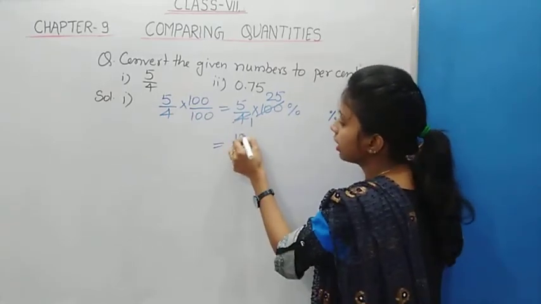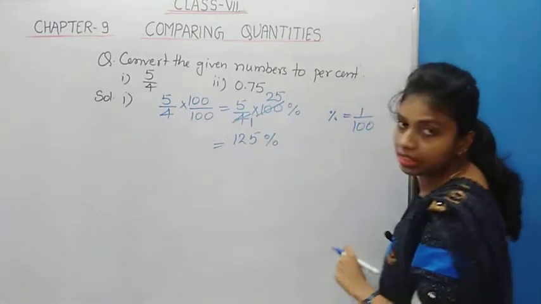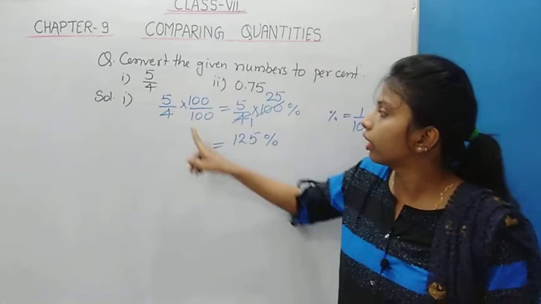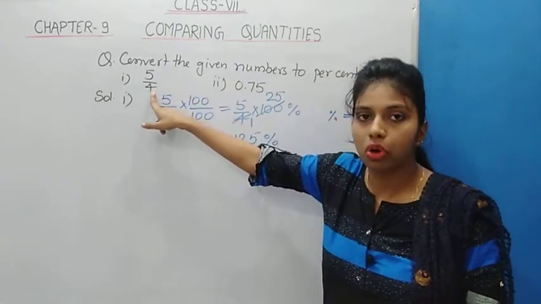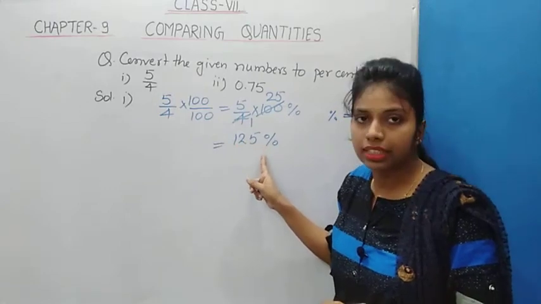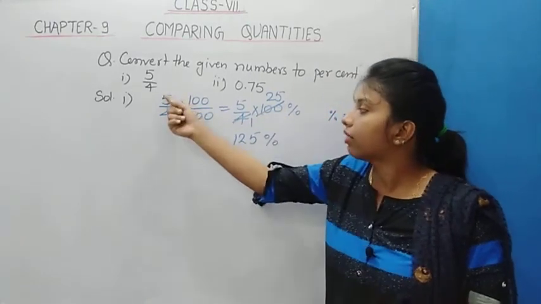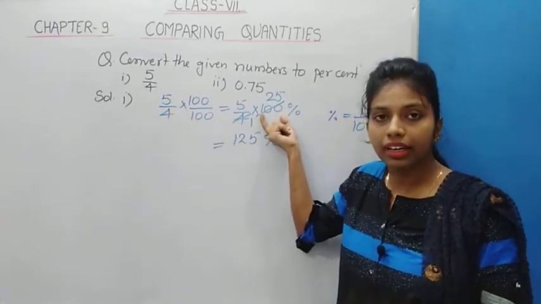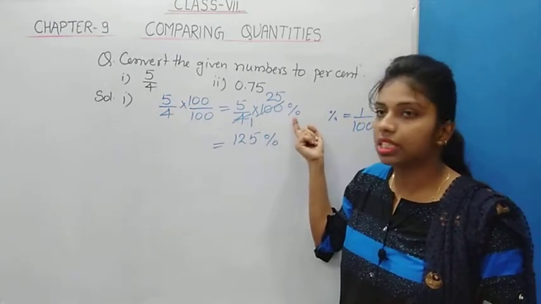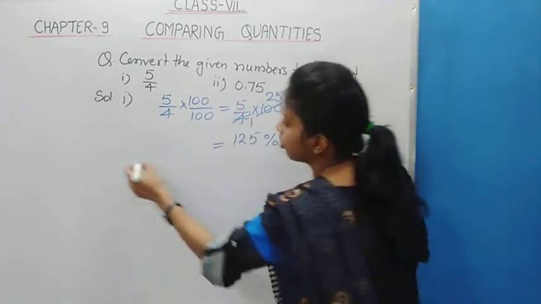We get 125%. So after converting 5 by 4 into percentage, we get 125%. Basically, we have to multiply that fraction with 100 and put the percentage symbol. Okay, now let's solve the second part of the same question.